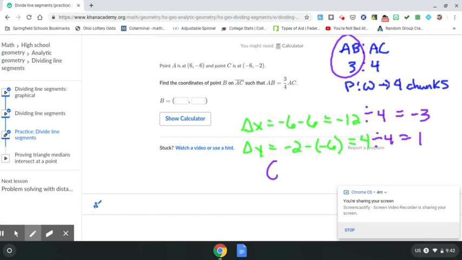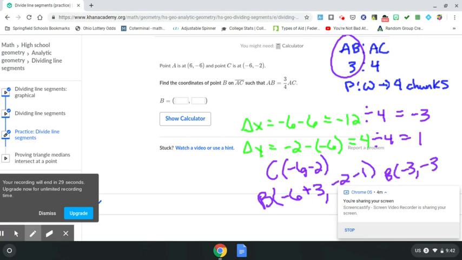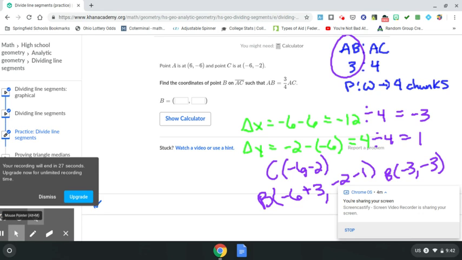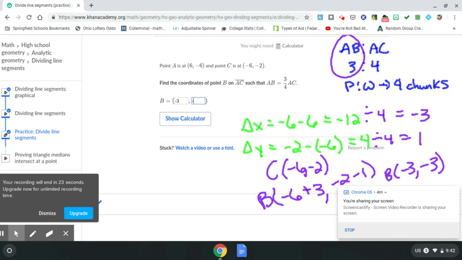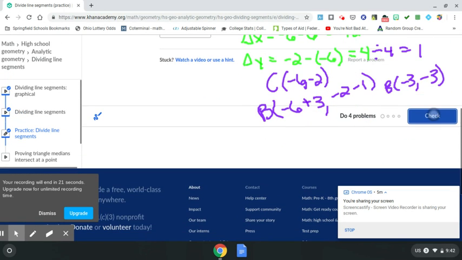So at C, we're currently sitting at -6, -2. Rather than going left 3, up 1, 3 different times from A to B, let's just go the opposite direction. So for B, instead of going left 3, let's go right 3. And instead of going up 1, let's go down 1. We just go the opposite direction. So B is currently sitting at -3, -3. Well, let's check it out. -3, -3. How'd I do? Got it.